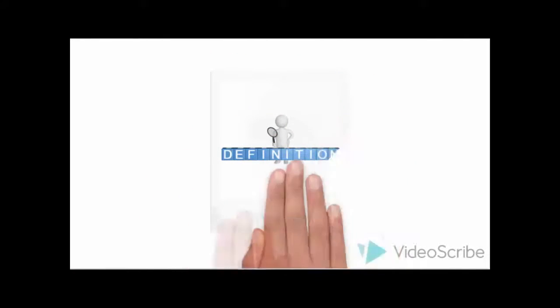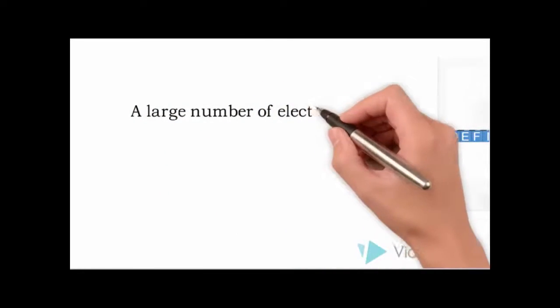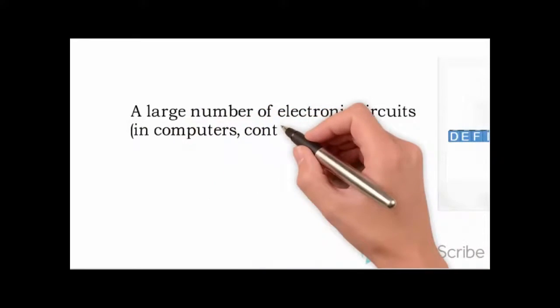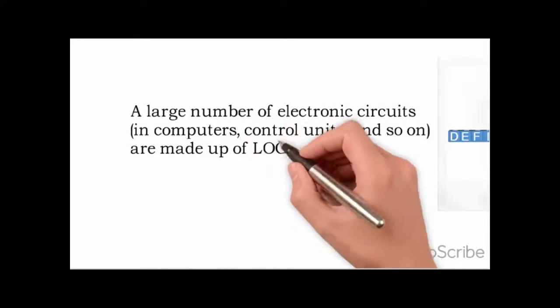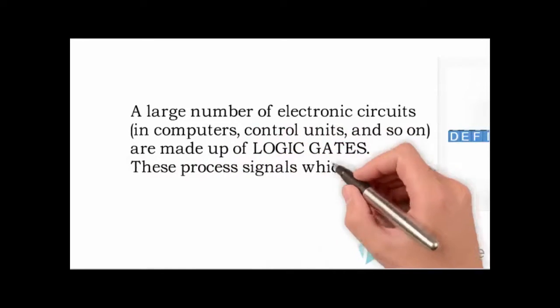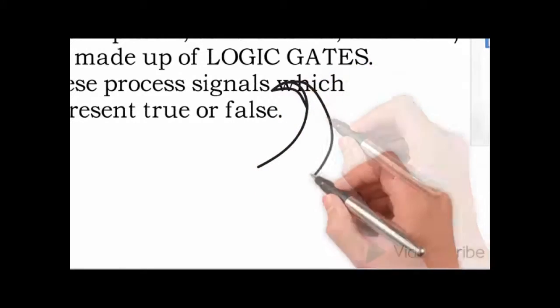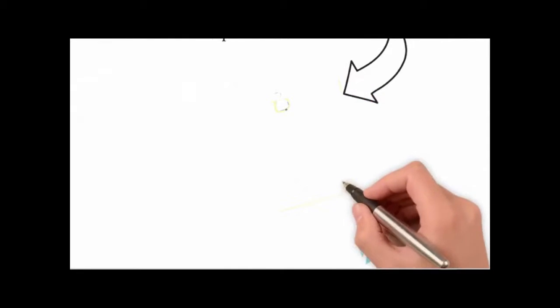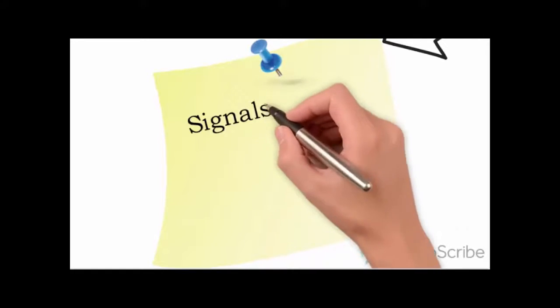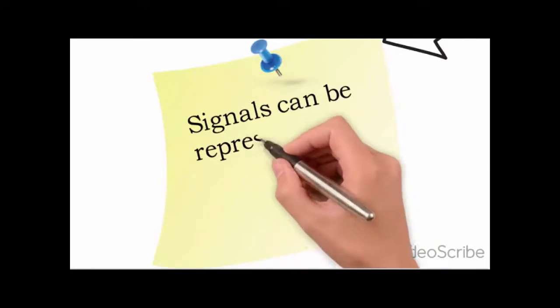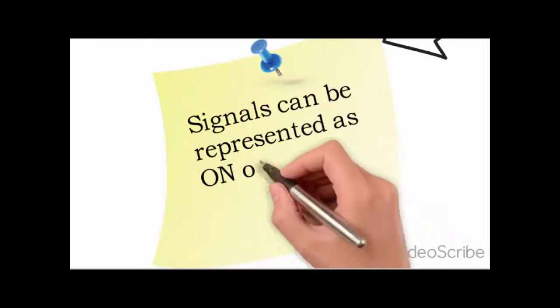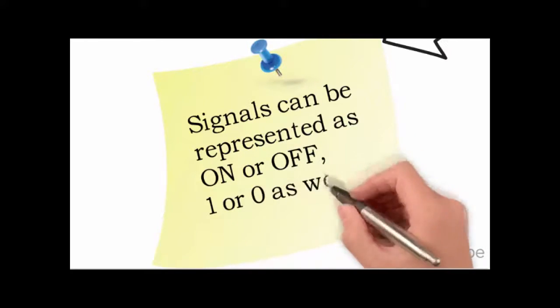Definition. A large number of electronic circuits in computers, in control units and so on are made up of logic gates. These process signals which represent true or false. What do we mean by signals? Signals can be represented as on or off, 1 or 0 as well.